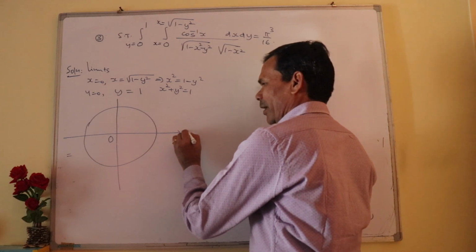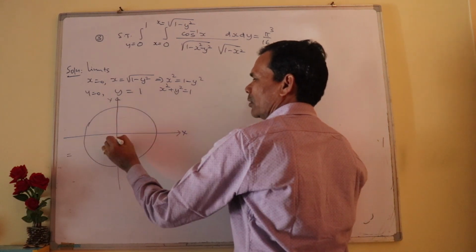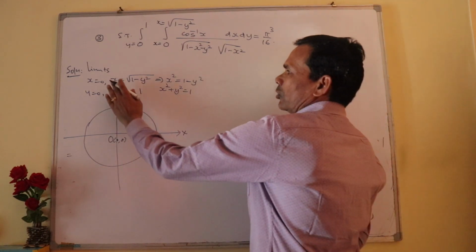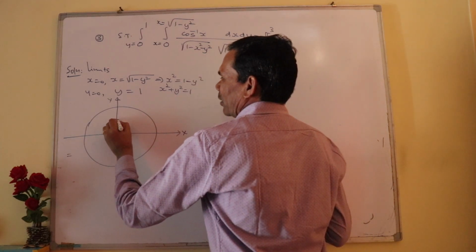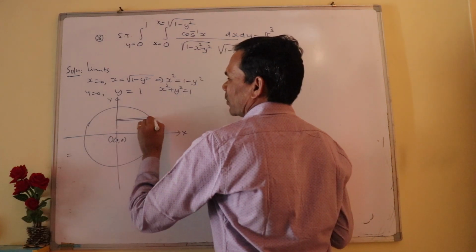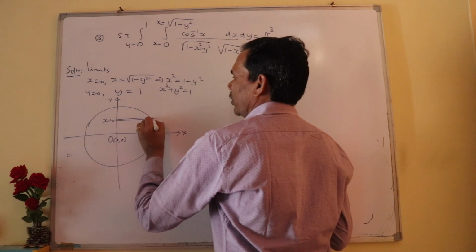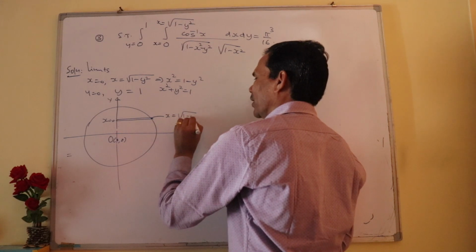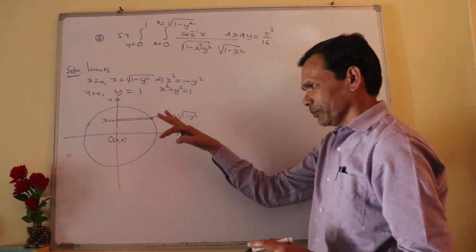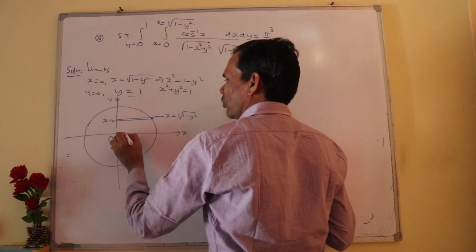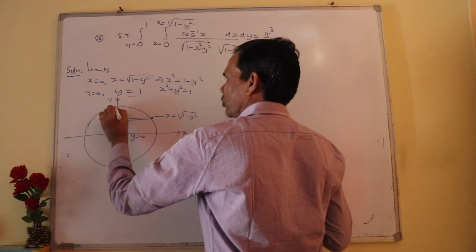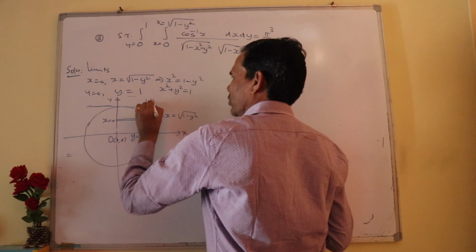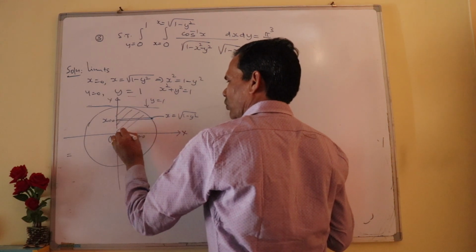This is the circle, this is the x-axis, this is the y-axis, and this is the origin. This is the horizontal strip, x is equal to 0 to x is equal to the boundary, x is equal to root of 1 minus y square. And you have to move the strip from y is equal to 0 to y is equal to 1. So this is y is equal to 1, and this is the region of integration, with the origin.